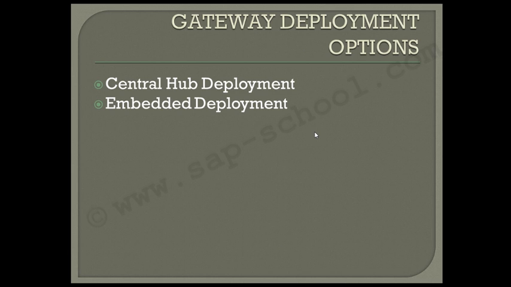So these will help the users to see the backend data in a UI browser. We have two options of gateway deployment, that is the central hub deployment or the embedded deployment. When we say central hub deployment, it means that we are separating our business logic and the UI components from each other. The benefit of the central hub deployment is that it will provide enhanced security, as there will be no direct access to the data.